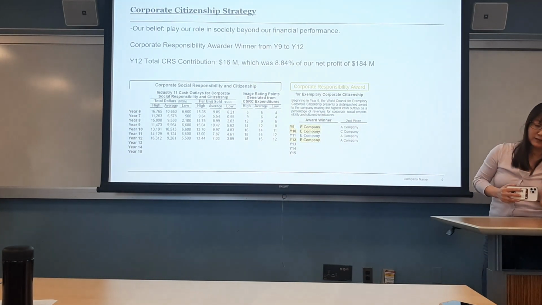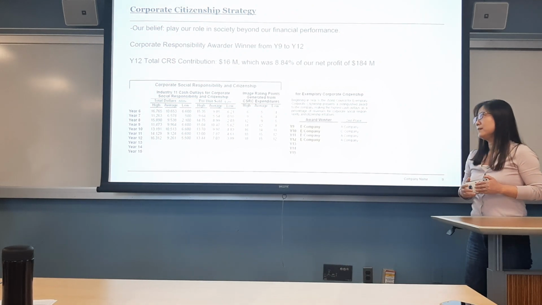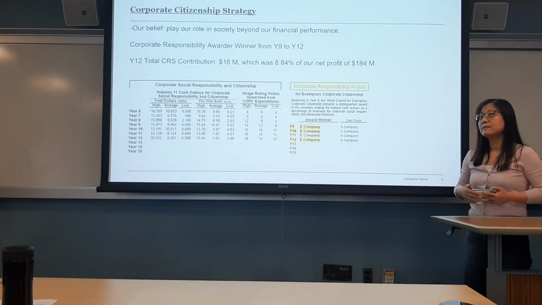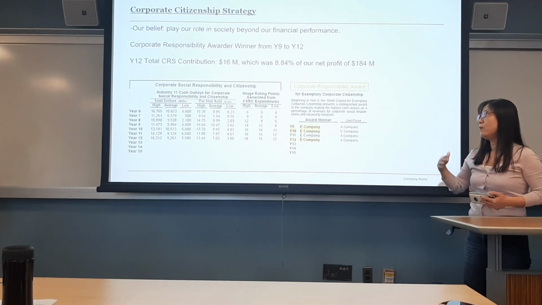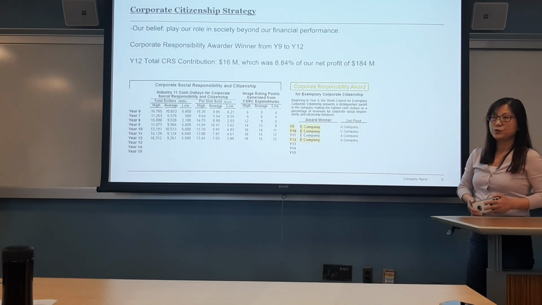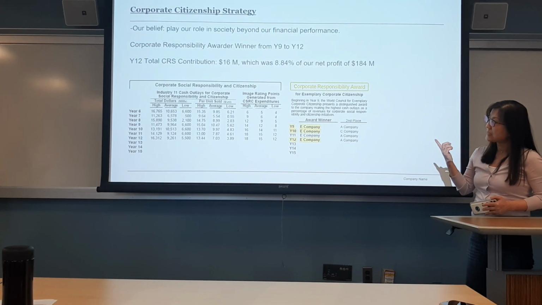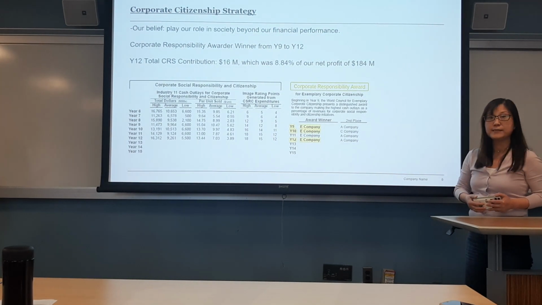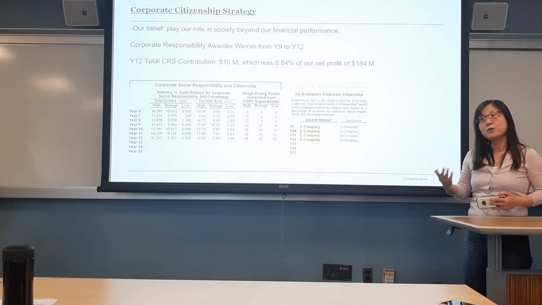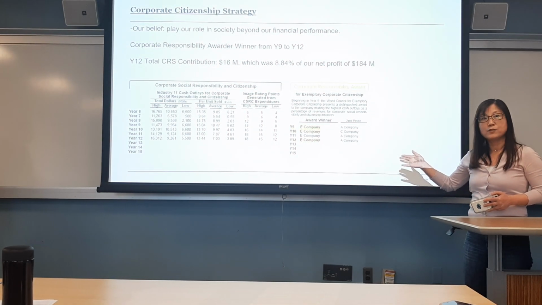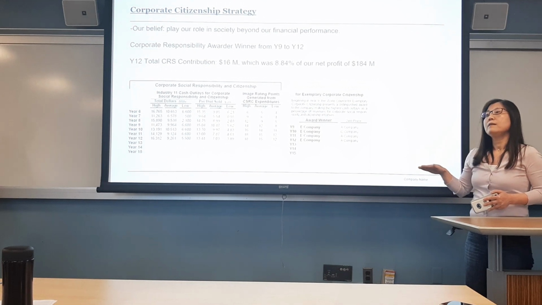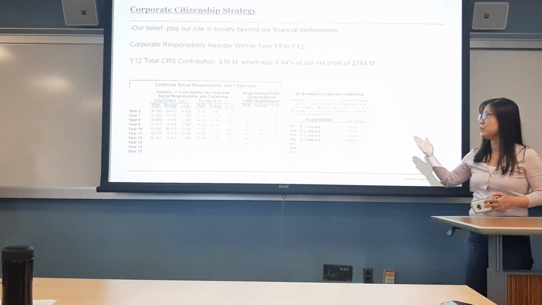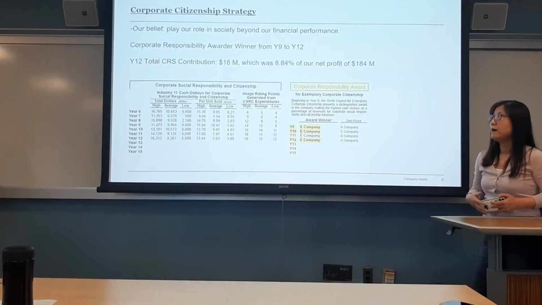There's another thing: we commit to this contribution, and that means there's a cost to us. For example, for year 12, we spent 16 million, which represents 8.84% of our net profit. That's why I will show you the next slide from the financial part, on why we are the lowest profit one. That's because we keep our commitment to citizenship.